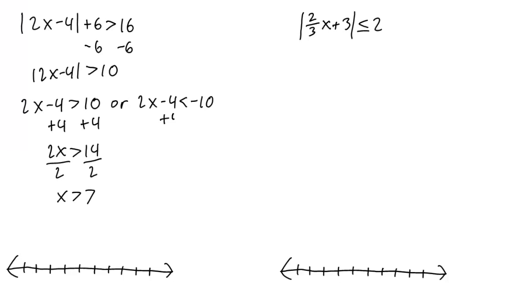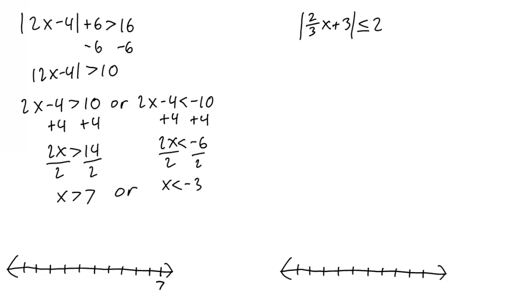Same thing over here. Add 4 to both sides. 2x is less than negative 6. Divide both sides by 2. X is less than negative 3. And the "or" is still there.